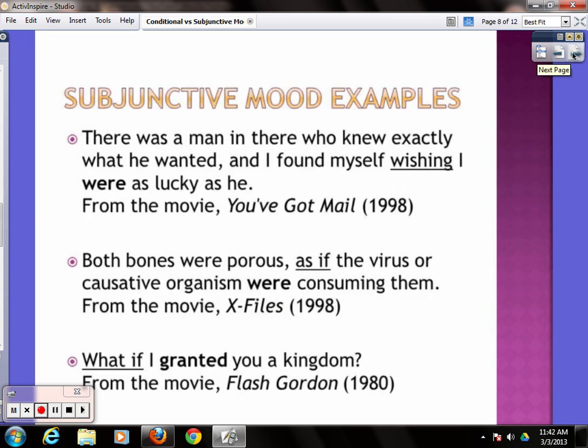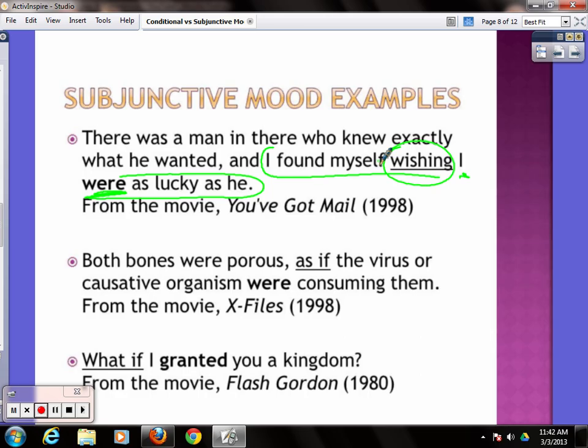Let's look at some other examples of subjunctive mode. There was a man in there who knew exactly what he wanted, and I found myself wishing I were as lucky as he. Notice I've got the I were, and I'm wishing. I wish I were as lucky as he was.